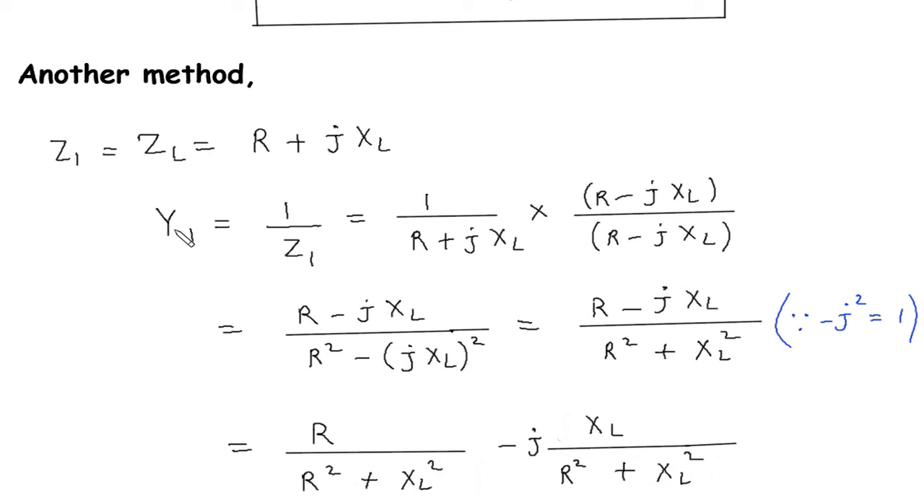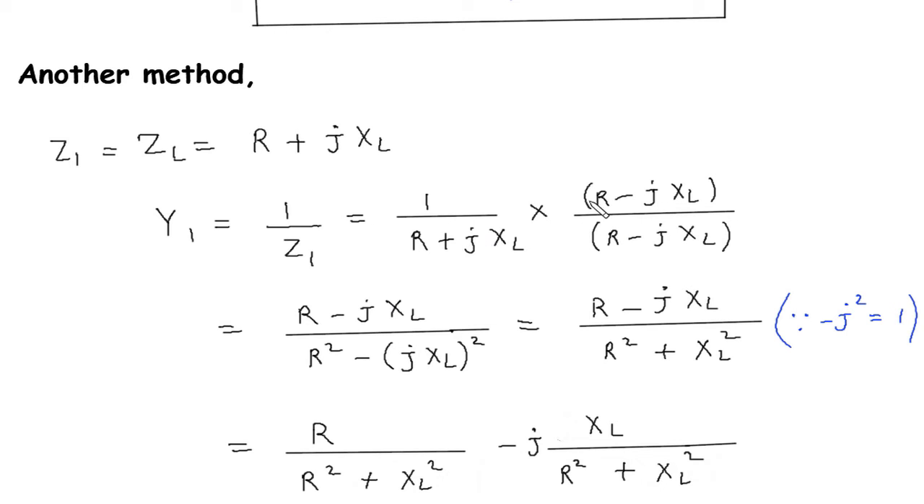So admittance will be Y1, the reciprocal of impedance, 1/Z1. So this is equal to 1/(R + jXL). Now we have to multiply it by (R − jXL) and divide it by the same value, R − jXL. So this will get cancelled with this one, so it will be 1, the same as this value.